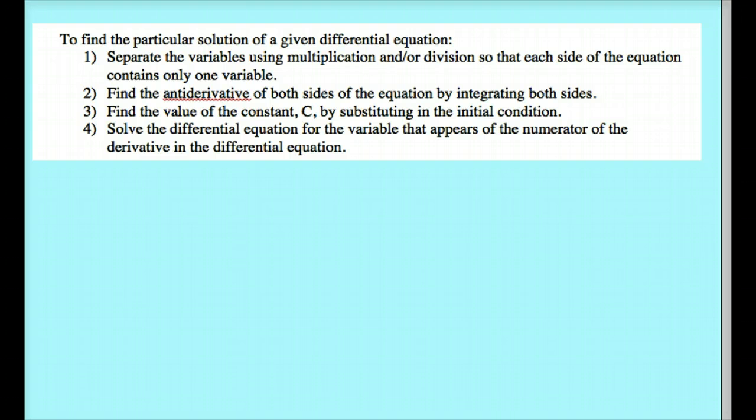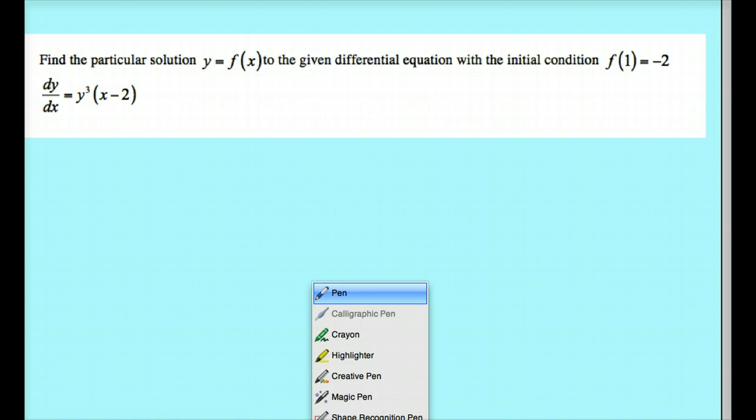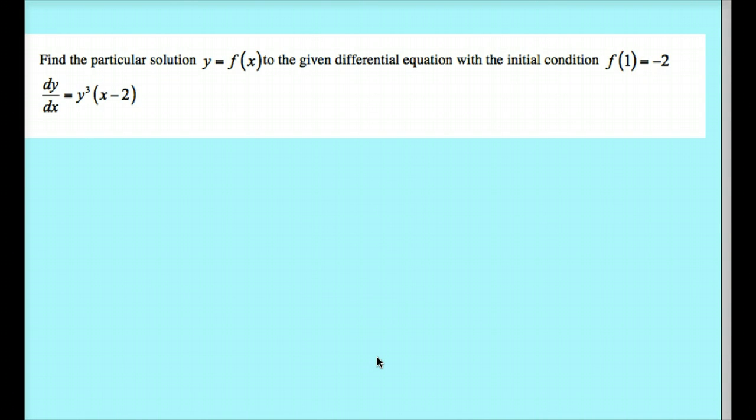So what we'll do is we'll do the first problem together and we'll talk about each step. The question says, find the particular solution y equals f of x to the given differential equation with the initial condition f of 1 equals negative 2 and a derivative dy/dx equals y cubed times x minus 2. So let's go ahead and highlight the important parts and see what we're looking for.